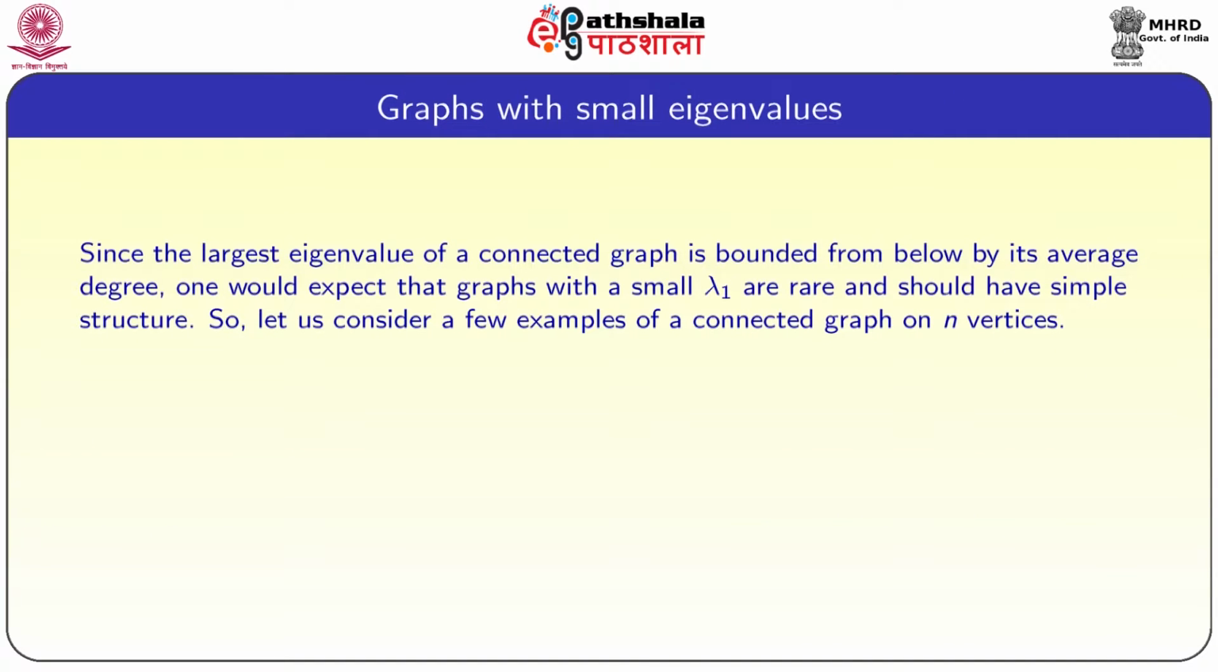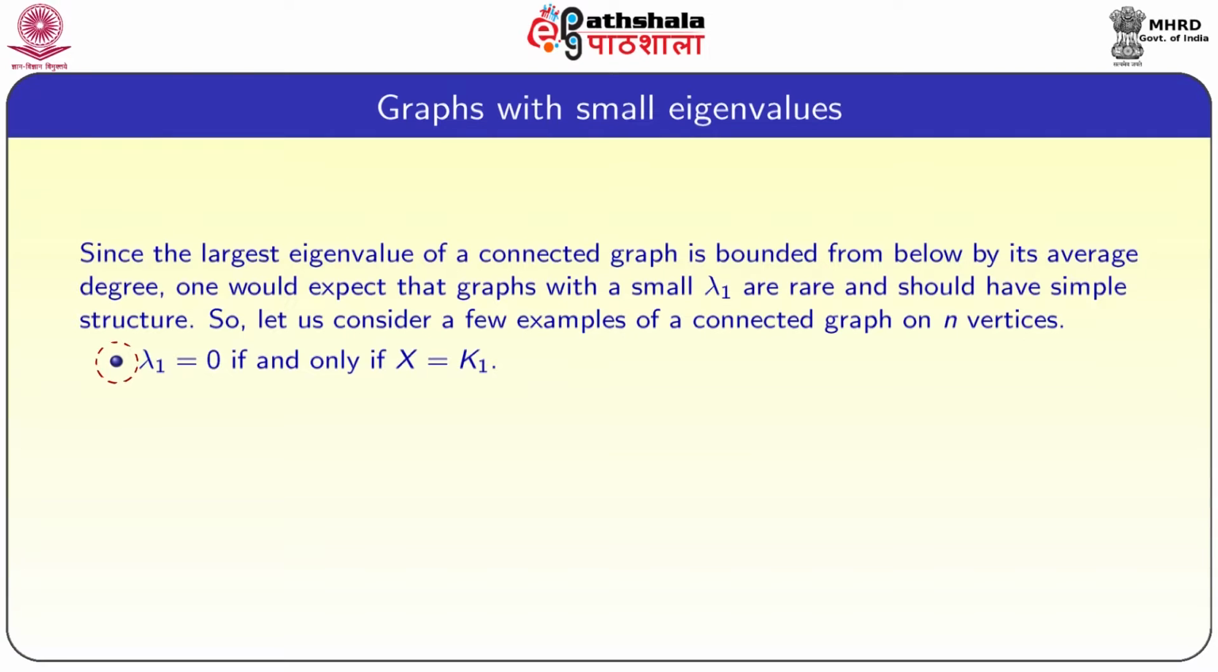Graphs with small eigenvalues. Since the largest eigenvalue of a connected graph is bounded from below by its average degree, one would expect that the graphs with small λ1 are rare and should have simple structure. So, let us consider a few examples of connected graphs on n vertices.